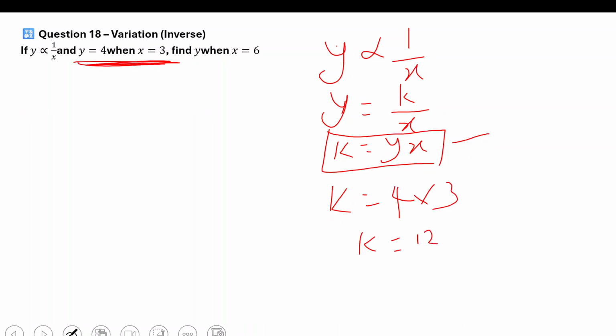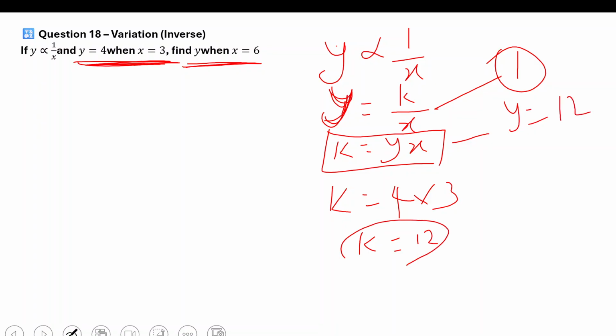Now, if k is 12, it is also 12 in the second instance. The second instance here says find y when x is 6. So I will come to this equation, where y is already the subject of formula. y equals k, given as 12 from here, all over x, given as 6. So y equals 2 because 12 divided by 6 is 2.